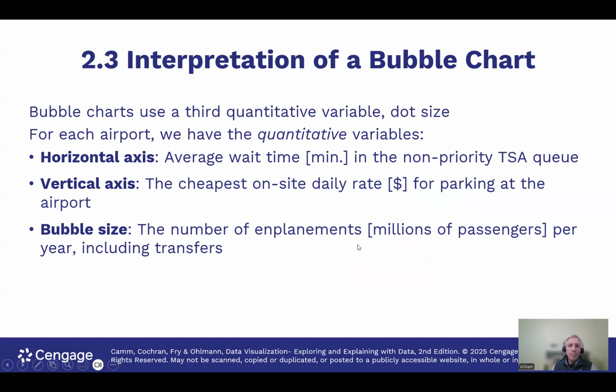Anyway, so a bubble chart introduces a third quantitative variable, which is the size of the dot. So for each airport, we have three quantitative variables. On the horizontal axis, we have the average wait time. On the vertical axis, we have the cheapest on-site daily parking rate. And the bubble size is the number of departures. Millions of passengers departed.